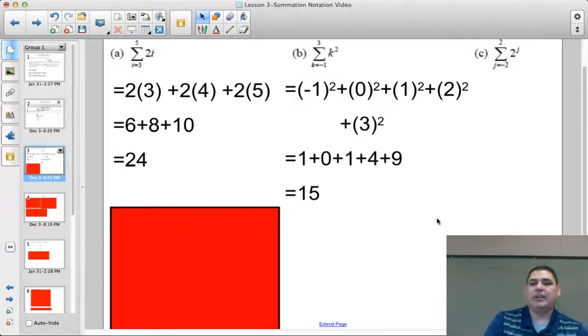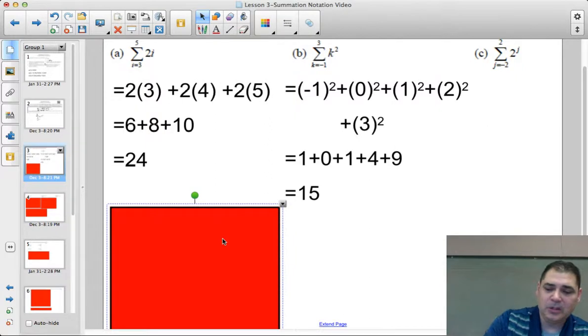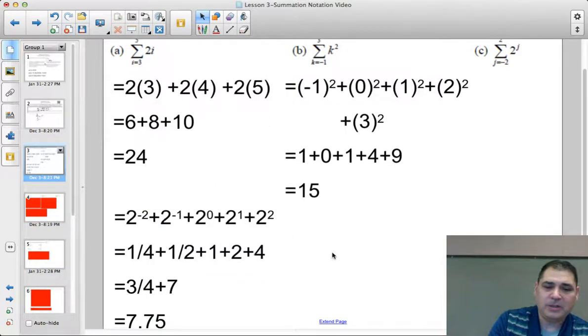Now again, like I was saying, you can always pause the video, see if you can do it on your own before I go over it. Now C, you start with -2. That's your expression, 2 to the j. So you're going to plug -2 in. Then you're going to put -1 in. 0, 1, 2. You stop at 2. Now can you work with decimals? I just work with fractions just so you can see it.